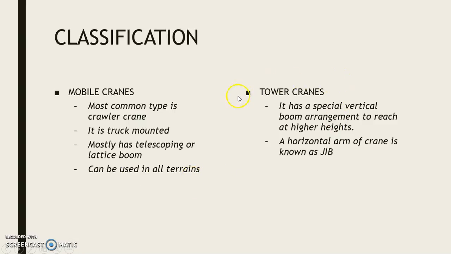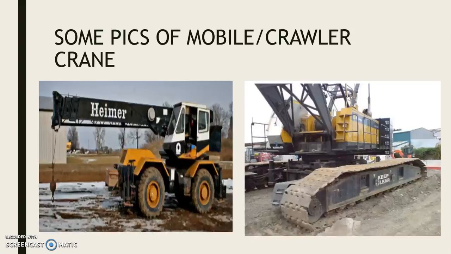Now the second type of crane is a tower crane. A tower crane is used to lift heavy loads at heights. So it has a special vertical boom arrangement. The vertical boom helps to reach higher heights. A horizontal arm of the crane is known as a jib. In the images on the next slide we will be able to see what a mobile crane is and what a tower crane is. So let us see it.